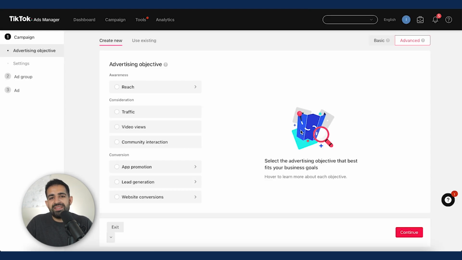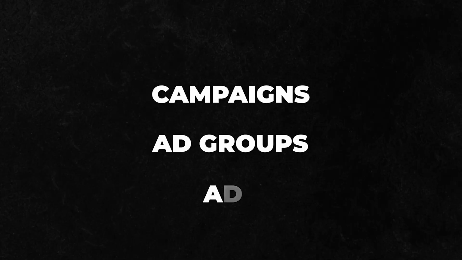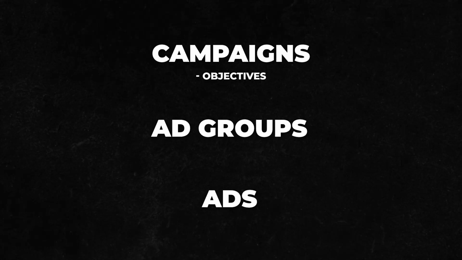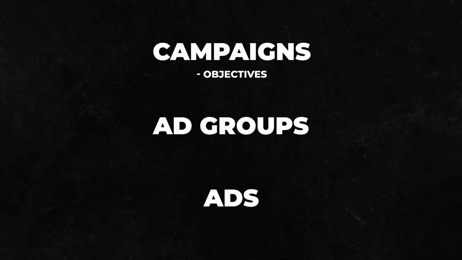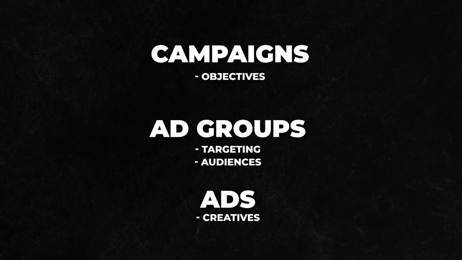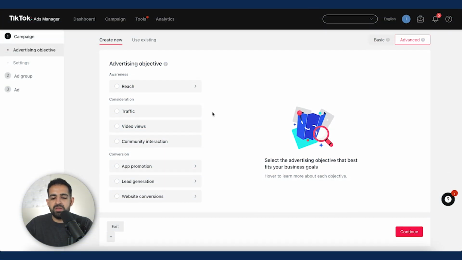Now, TikTok ads work pretty similarly to some of the other ad platforms where there's three main buckets that you need to worry about: the campaigns, the ad groups, and then the ads themselves. Campaigns determine all of the objectives of your ad campaigns. The ad group determines all of the targeting, the audiences, and then the ads are the actual ads that you see on TikTok. So with the campaigns, the first thing we're going to do is select our advertising objective.